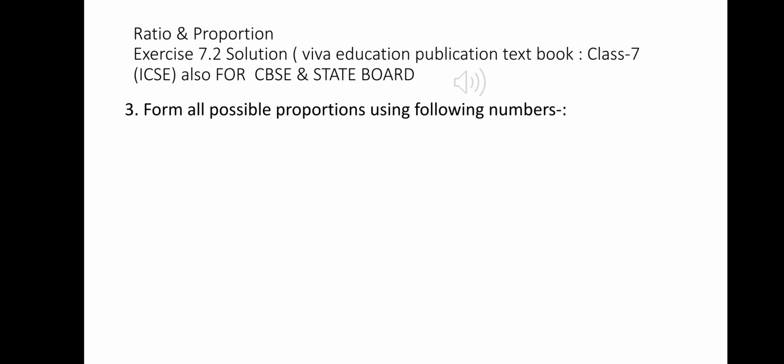So the third question is we have to find out the possible proportions using the following. So 5 is to 10 is to 2 is to 4, that is 1 upon 2 and 1 upon 2. 2 is to 5 is to 4 is to 10, that is 2 upon 5 and 2 upon 5. 5 is to 2 is to 10 is to 4 is 5 upon 2 and 5 upon 2.